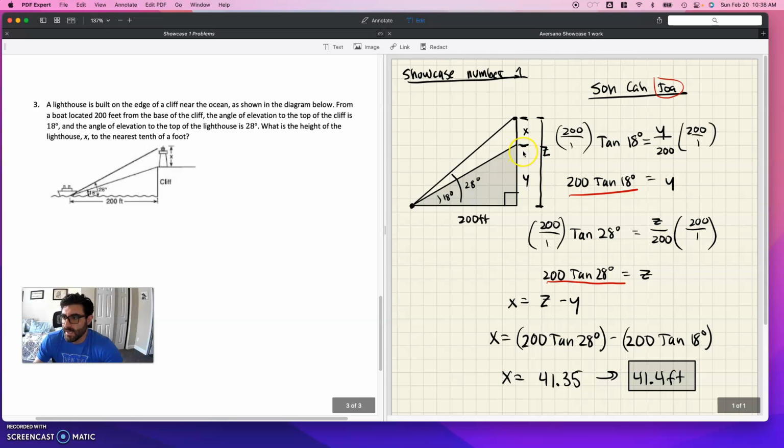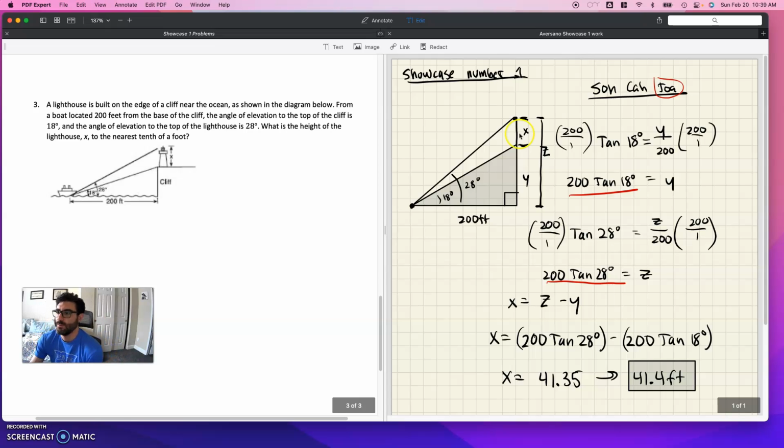The way I look at it is we have this total height, which I'm going to call Z, and the height of the lighthouse we're going to call X, mimicking the diagram here. And then this other portion we're going to call Y. So we know that the value of X has to be some function of Z and Y, and I wrote that down here. X is going to be Z, the total, minus Y, the part. So if we can find Z and we can find Y, we can find X.